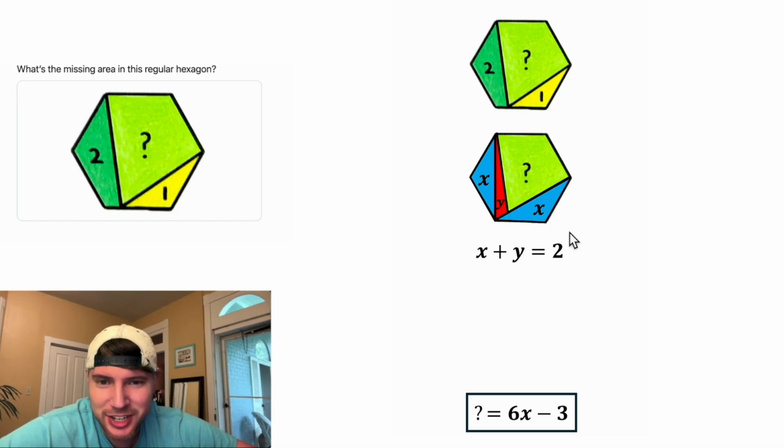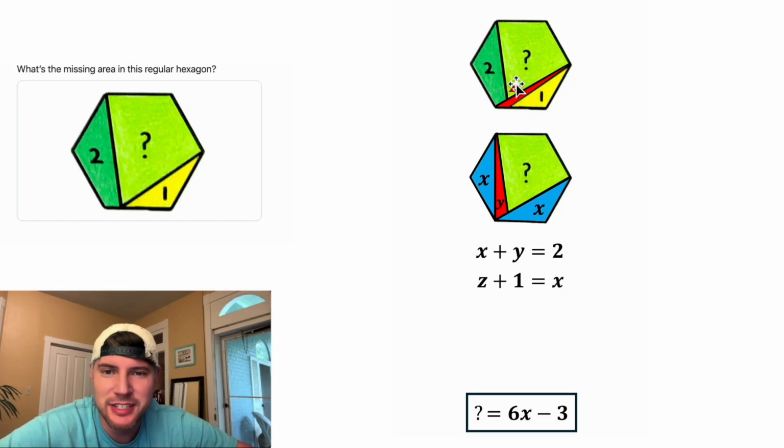And then next, let's focus on this blue x down here. The difference between this blue x and this 1 would be this red triangle. We don't know the area of this, so let's call it Z. So this red and yellow triangle are the exact same area as this blue triangle down here. So we can say Z plus 1 is equal to x. And that looks pretty good.